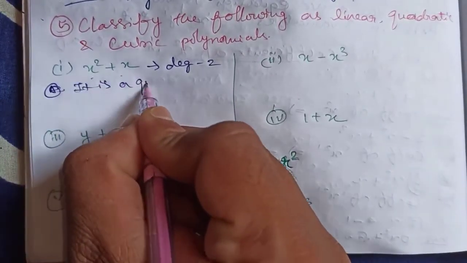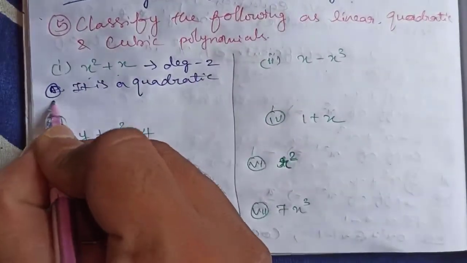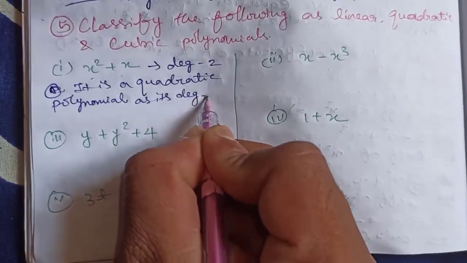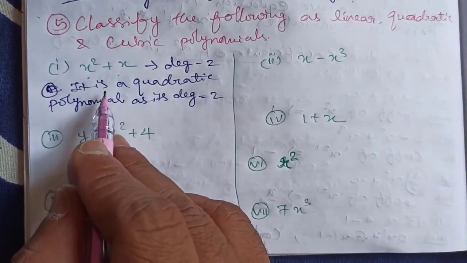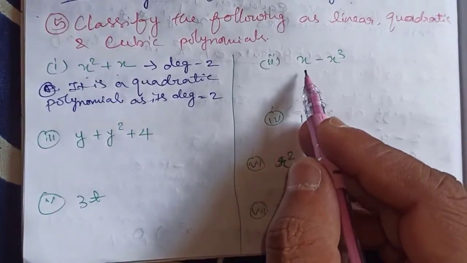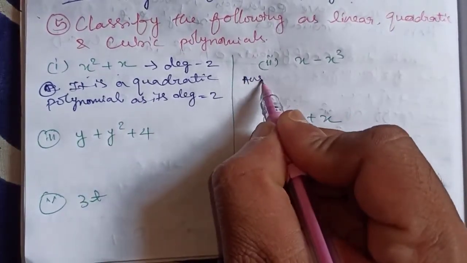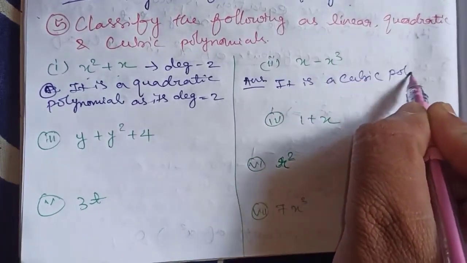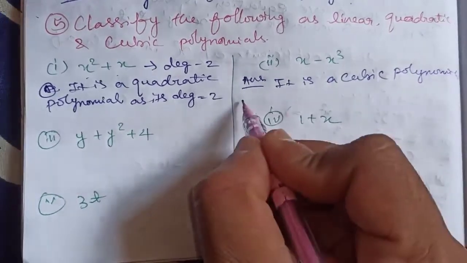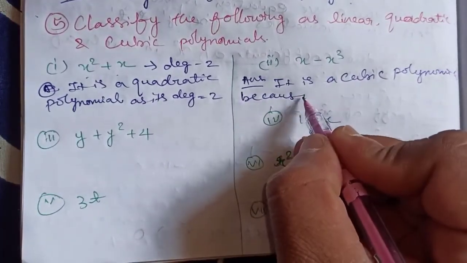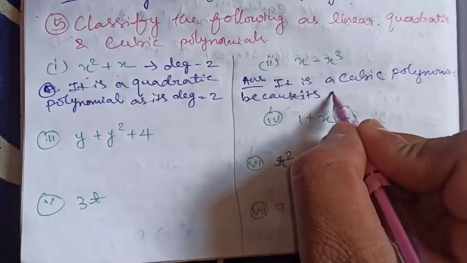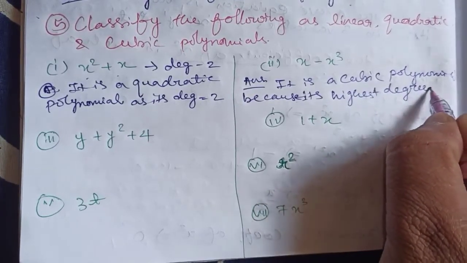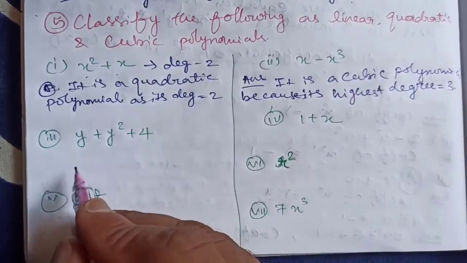It is a quadratic polynomial as its degree is 2. Okay, it is a quadratic polynomial as its highest degree is 2. What is this polynomial? This polynomial is a cubic polynomial. Why? Because its degree is 3. It is a cubic polynomial because its highest degree is 3.